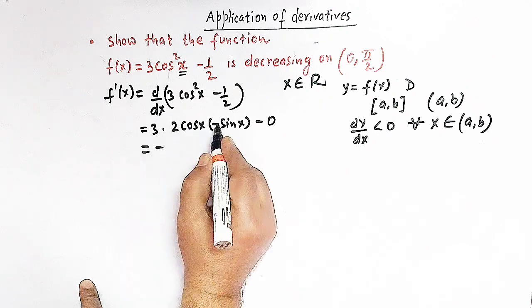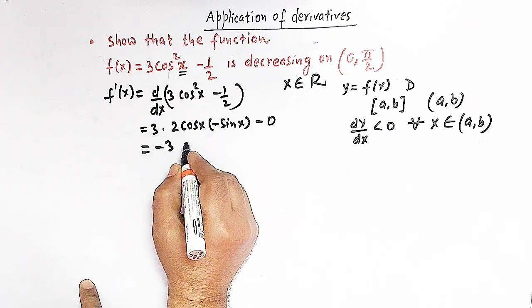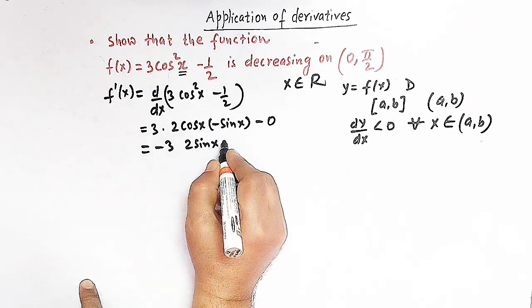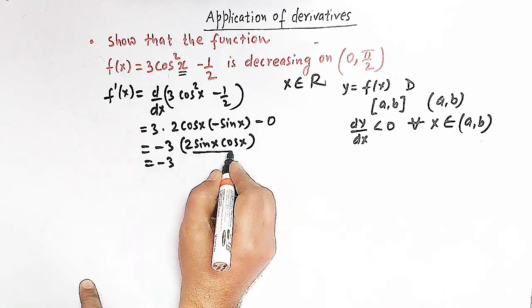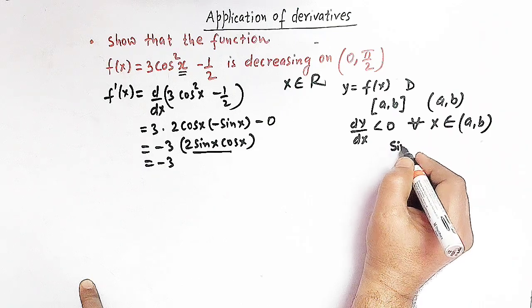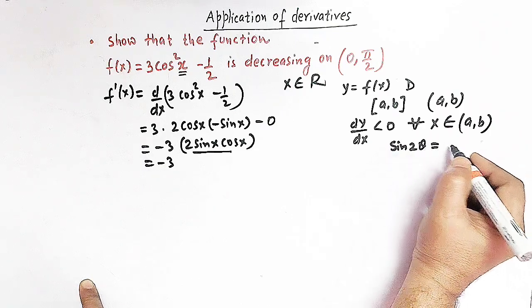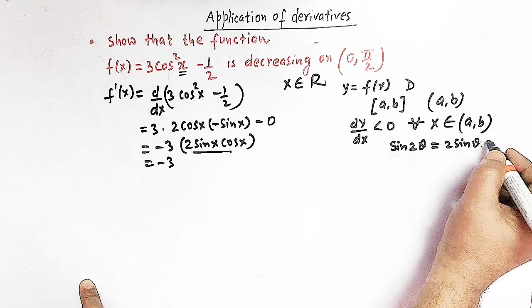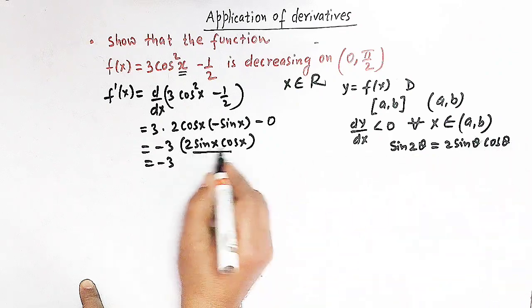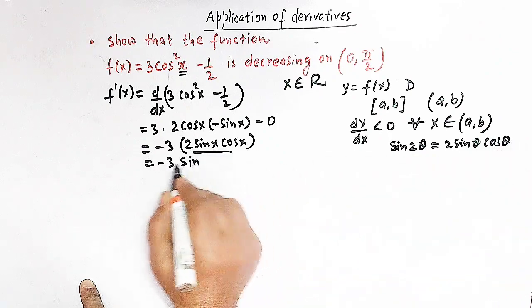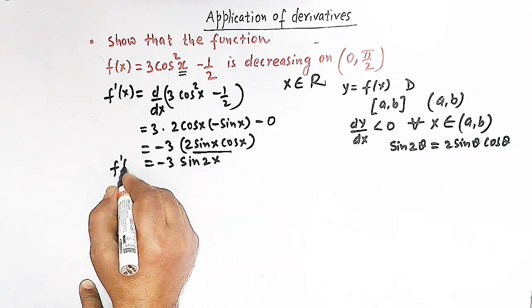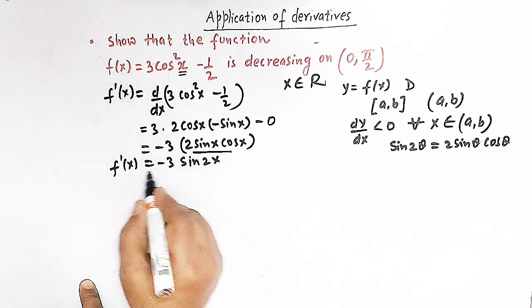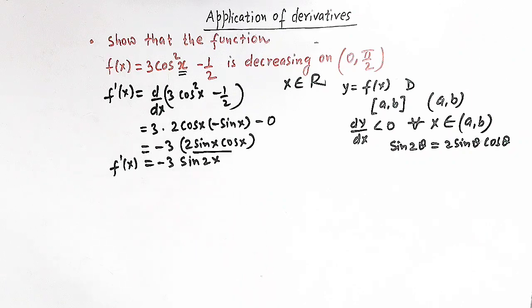So here we have minus 3, and then 2 sine x cos x. From trigonometry, we know that sine 2 theta is equal to 2 sine theta cos theta. So we can now write sine 2x. So the derivative of f of x is given by minus 3 times sine 2x.